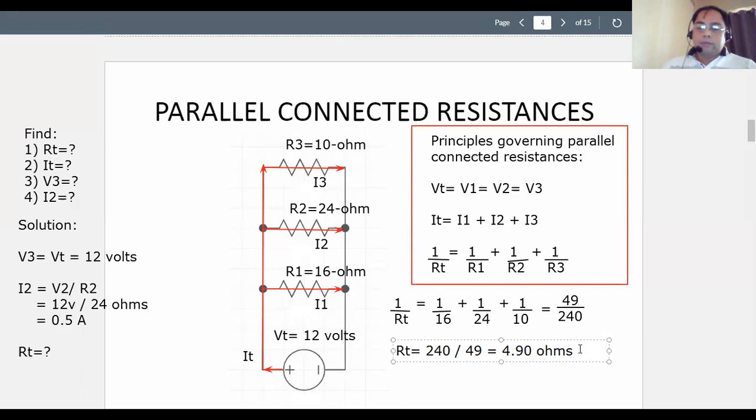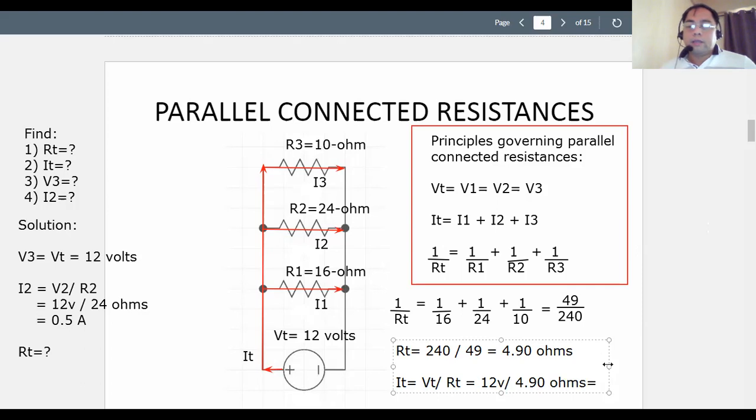So the next value, if we calculate I sub t, is another way, aside from adding I1, I2, and I3. We can divide the total voltage, which is 12 volts, by the total resistance. Since we know the total resistance, that will be 12 volts divided by 4.90 ohms. So this one will also give us the value of our current. Our answer for the total current is 2.45 amperes.